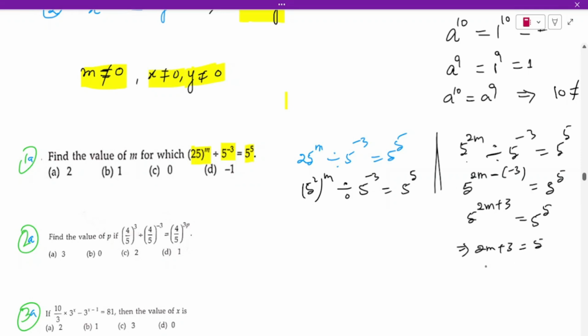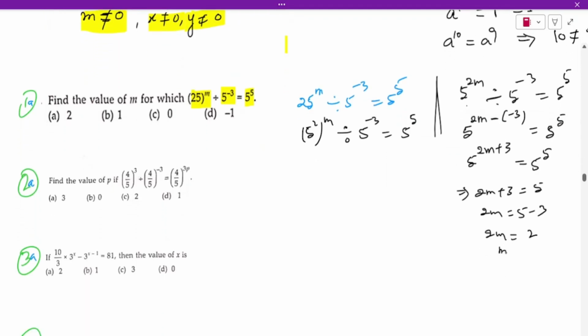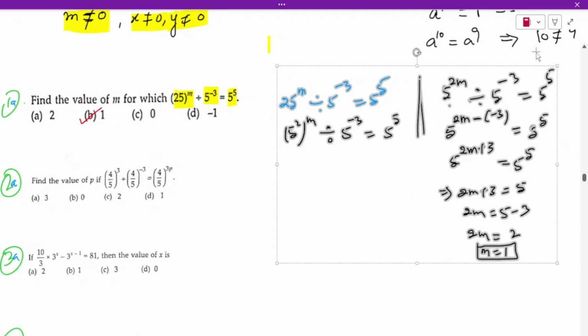So upon solving this linear equation, 2m is equal to 5 minus 3. So 2m is equal to 2, which means m is equal to 1. So the answer for this question is option number B. Now let's try to solve the second question, and write your answer in the comment.